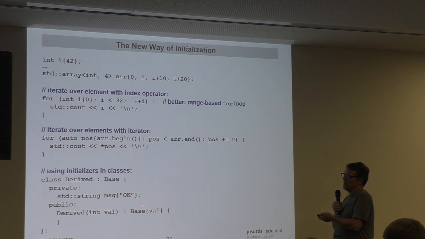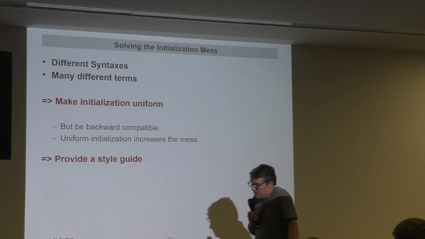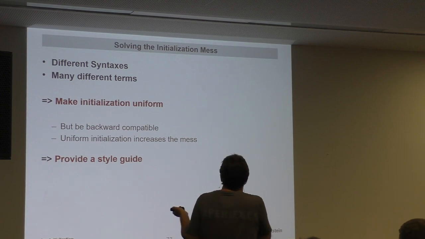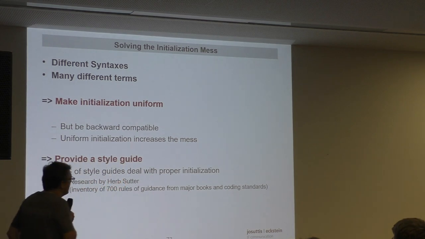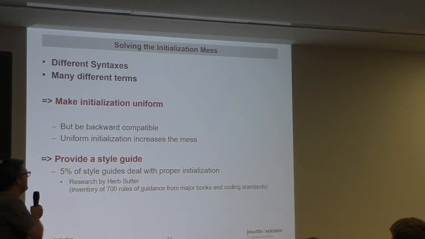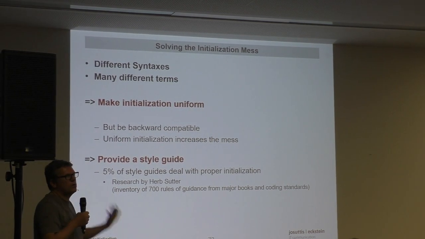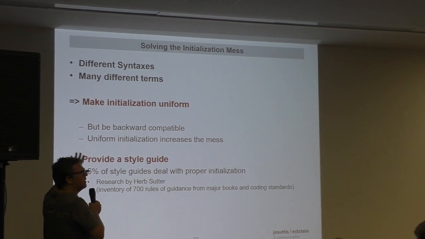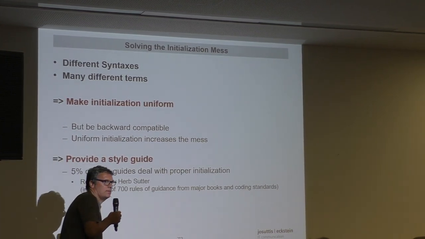So that means we use curly braces, and even if you initialize objects, for example, passing arguments to base classes, use curly braces here. That's what we teach. Is it the right way to teach? I don't know. I'm just talking about a style guide. And this style guide might be wrong. And in fact, that we have a problem, you can see because Herb Sutter made a research. He has an inventory of 700 rules of guidance from books and coding standards. And it turned out of the 700 rules, 5% care about proper initialization. So we have an issue there.